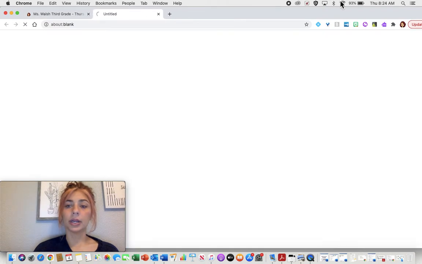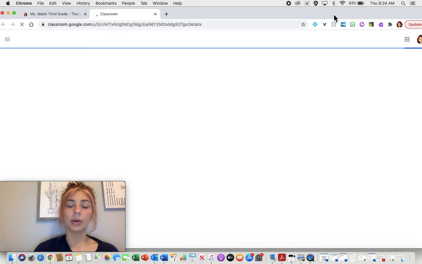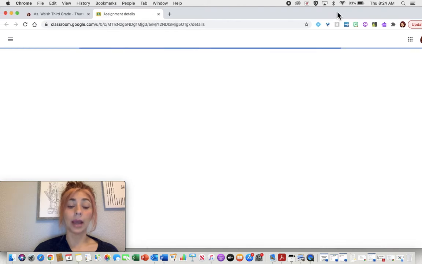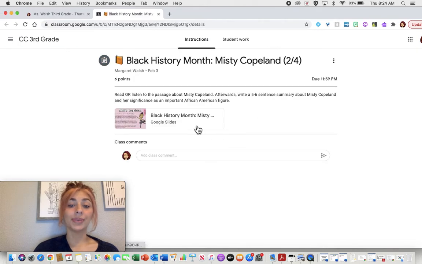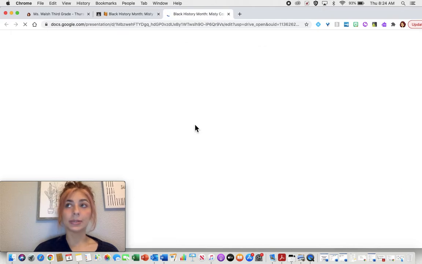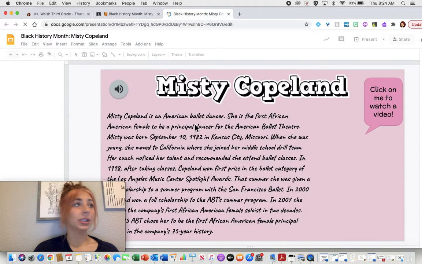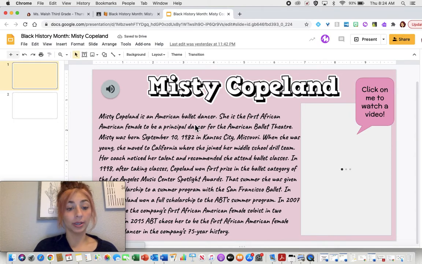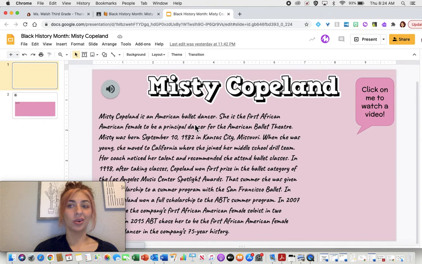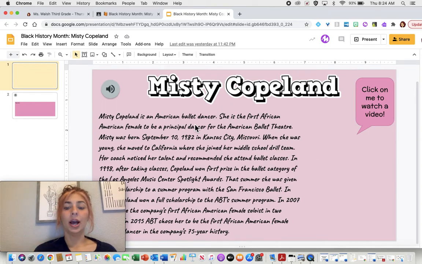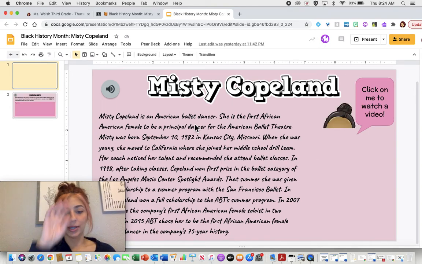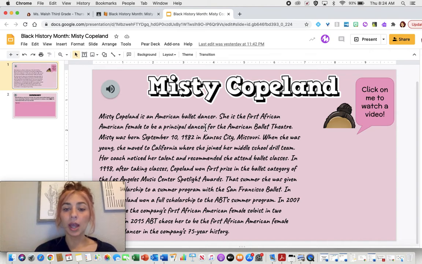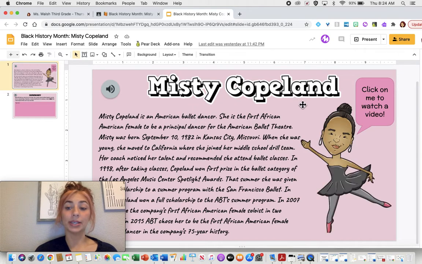Then we are going to continue reading about important historical Black figures. We are going to be reading about Misty Copeland. She's still alive, she's still dancing today, so that's really cool when you think about it, that she's someone so important to our culture and to society that she's still around today. That's really exciting. You're going to read about Misty Copeland.